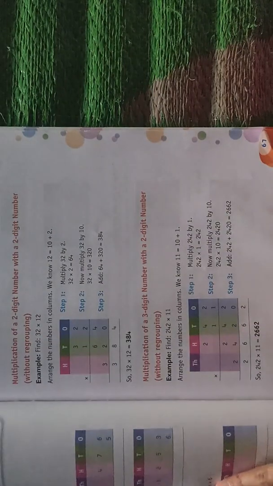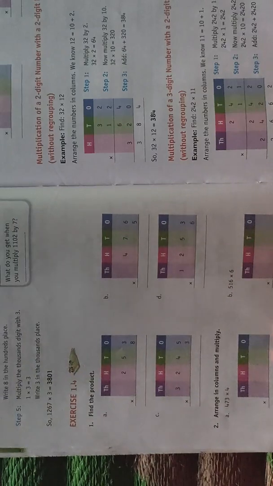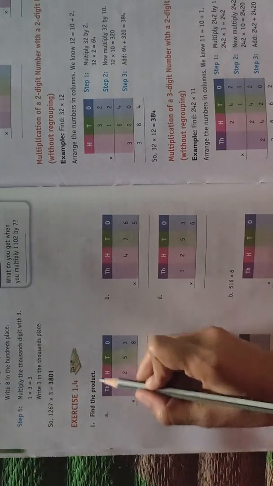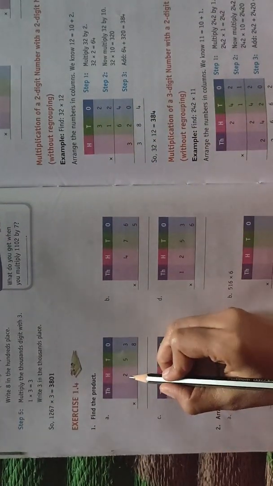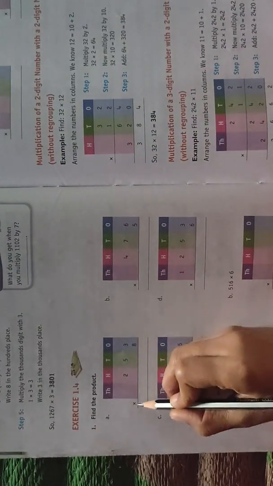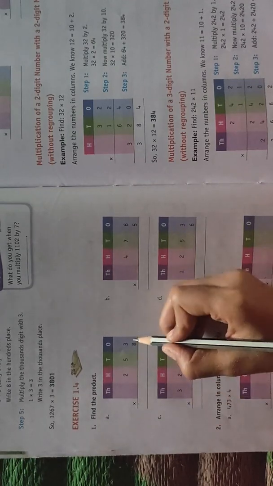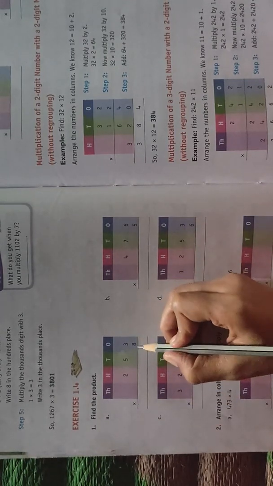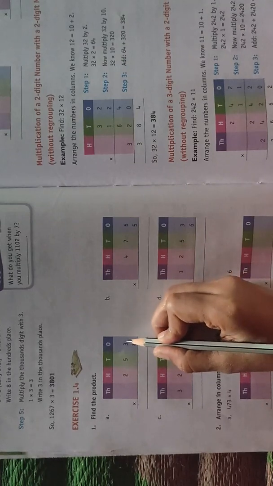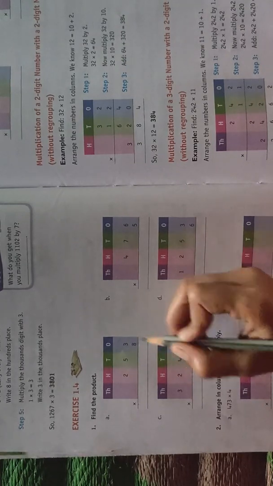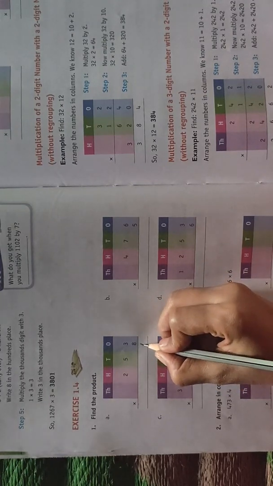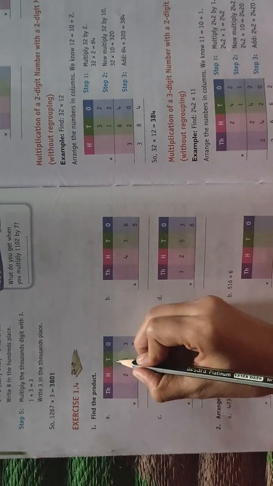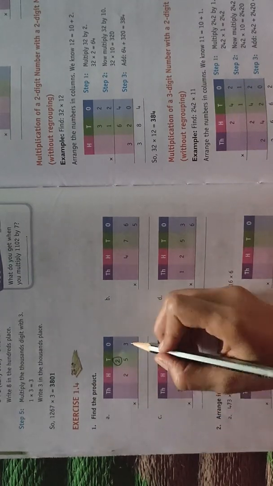So with this we'll start our exercise 1.4. Find the product. Multiplication is also known as product. 253 multiplied by 8. So starting from the ones column, 8 multiplied by 3. So count the table of 8 up to its 3rd place. So 8 3s are 24. So 4 we will write in the answer place and give 2 as a carryover to its next.